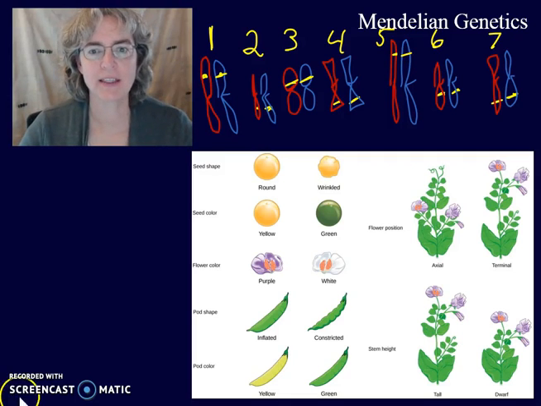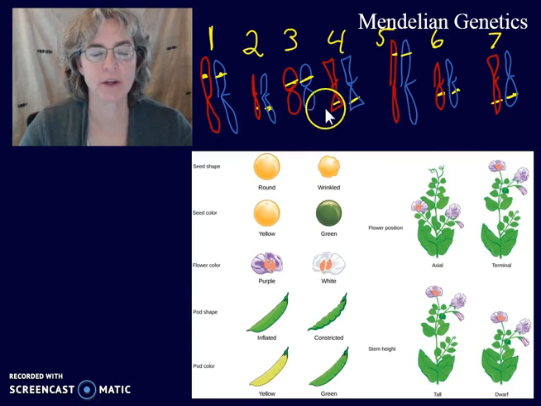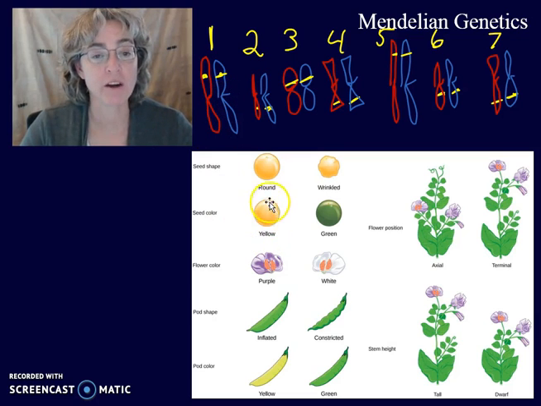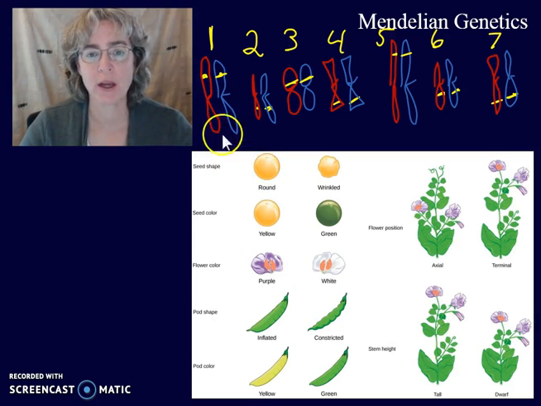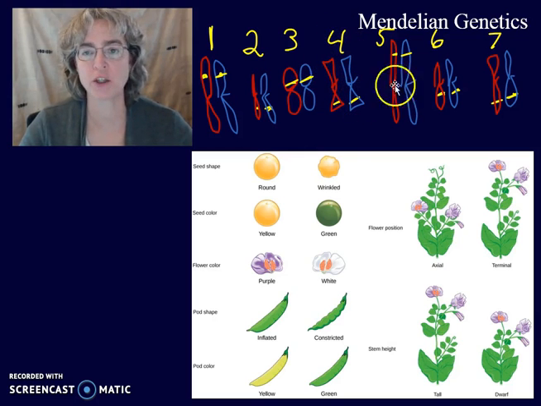We know that the garden pea that Mendel used has 14 chromosomes. So it has 7 pairs of chromosomes, 7 homologous pairs. And the garden pea turned out to be a model system because each trait was on its own separate chromosome. So on homologous pair 1, there was the allele for seed shape. And then homologous pair 2, there was seed color. Homologous pair 3, there was flower color. Homologous pair 4, there was pod shape, and so on.